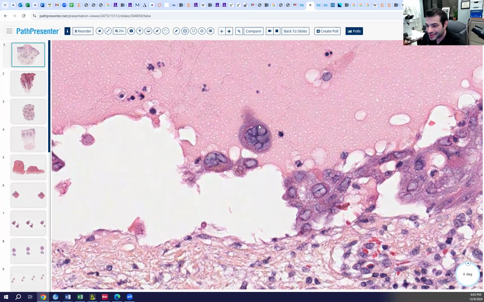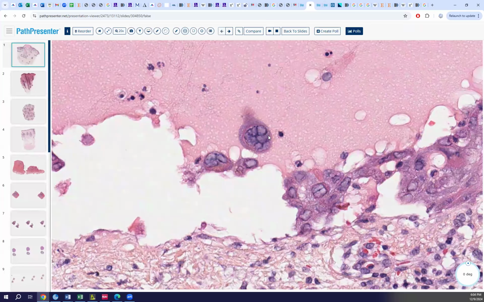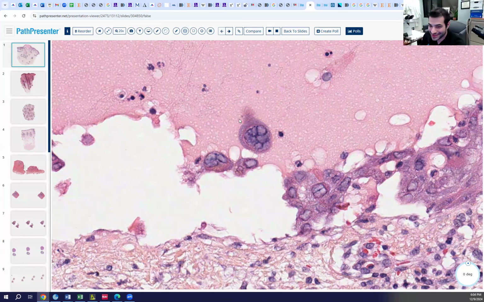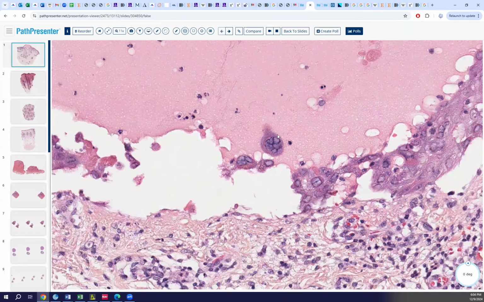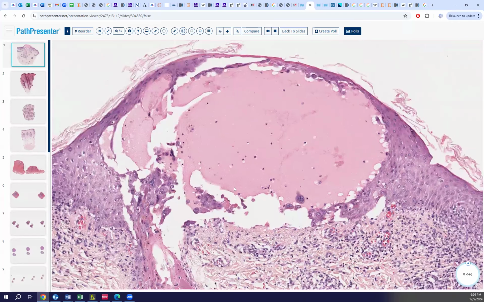See, is it more basophilic on the outside or the inside? More basophilic on the outside. Okay, and how they're molding together? Yeah, so there's molding, margination, and multinucleation. Okay, you're getting at HSV. Yeah, it's herpes. Okay, herpes vesicle.